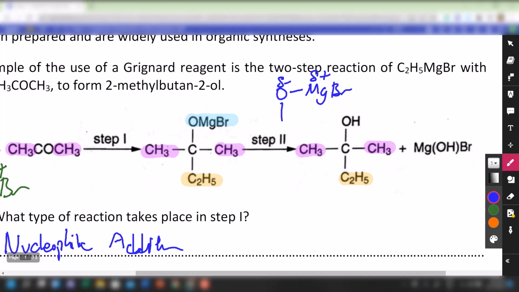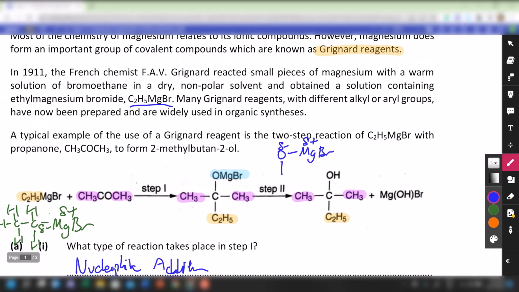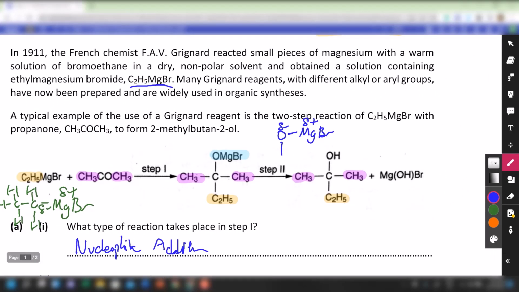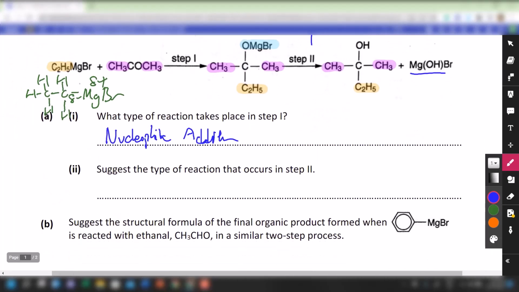How do we know it involves water? Because we were not told what exactly is used in step 2. Are we told? Let us take a look. We were not told what happened in step 2, but because the byproduct is MgOHBr, it does make sense that probably water is being added. So acid-base works, and because water is being added, we can also view this as some form of hydrolysis reaction. So we can look at step 2 as hydrolysis, or you can call it acid-base neutralization. Both of these work.